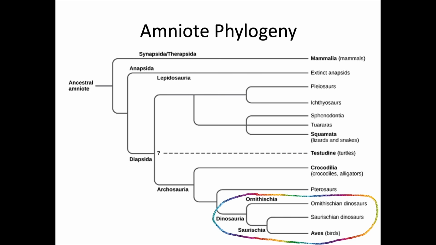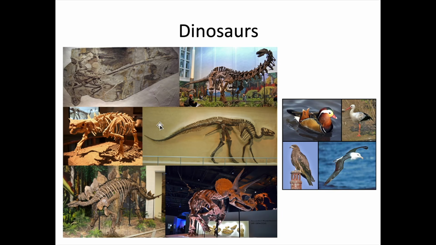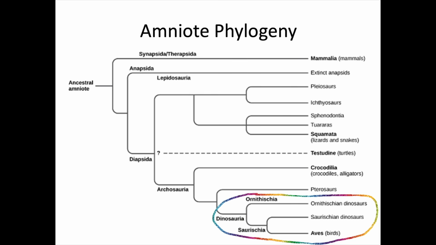All right, let's talk about some groups within class Reptilia. We're not going to hit all of these, but we're going to hit most of these. Let's start with Dinosauria. So Dinosauria includes a bunch of extinct things. The Triceratops, the Stegosaurus, and birds.